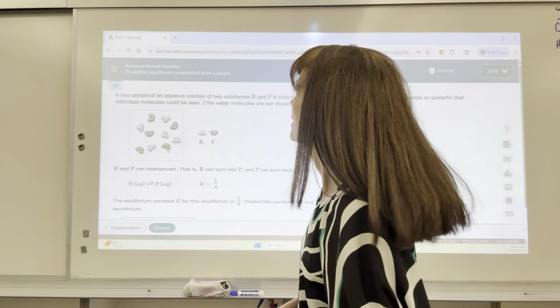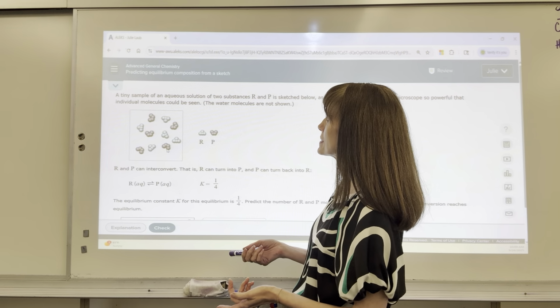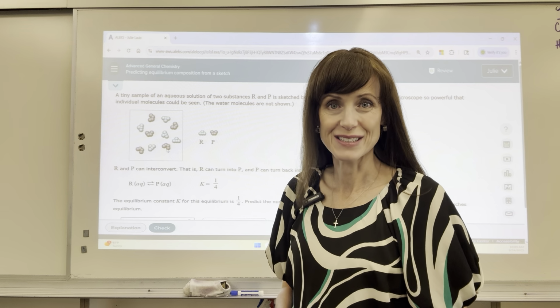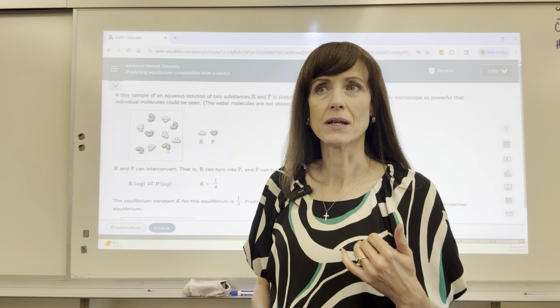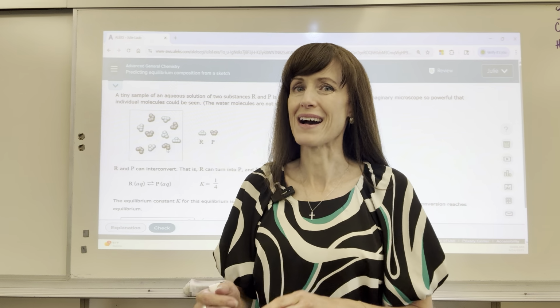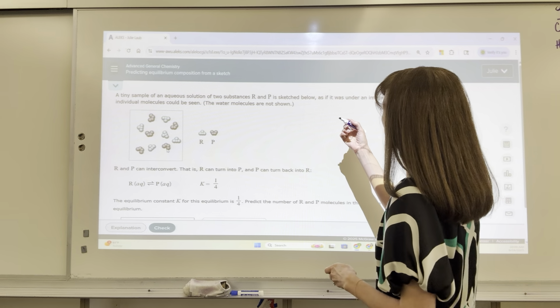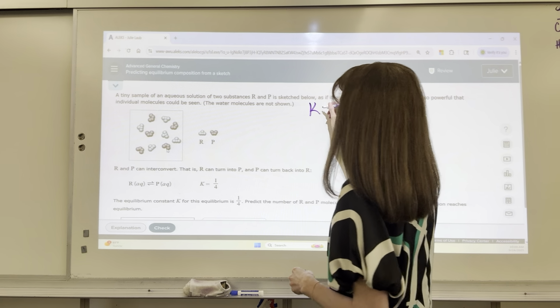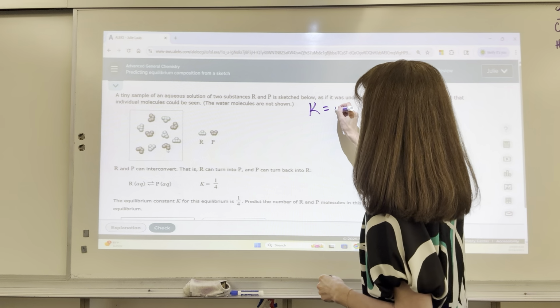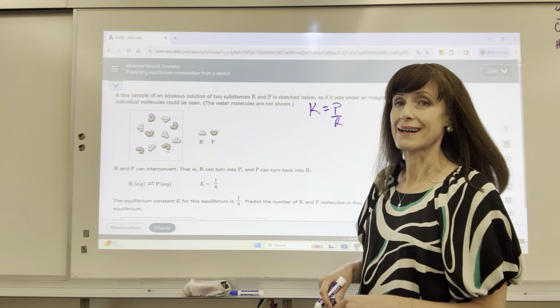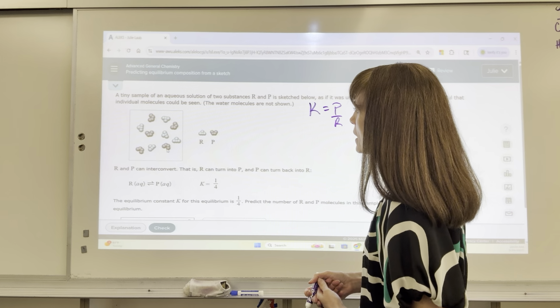Today we're going to do the ALEKS topic, predicting equilibrium composition from a sketch. So this is going to be a little bit of a thought question, a little bit of math. I want to remind you that when we're talking about equilibrium, our equilibrium constant equals the ratio of products over reactants. So let's look at this together.